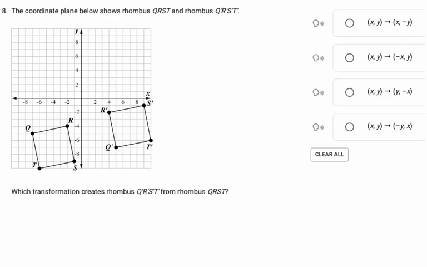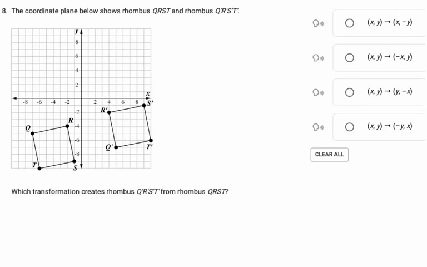Question 8. The coordinate plane below shows rhombus QRST and rhombus Q'R'S'T', the transformed image. The question asks which transformation creates rhombus Q'R'S'T' from the pre-image, rhombus QRST. So what transformation is actually happening here? This can be a confusing question because it's hard to tell initially what's happening.